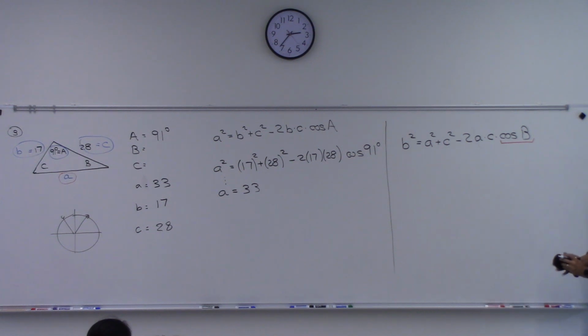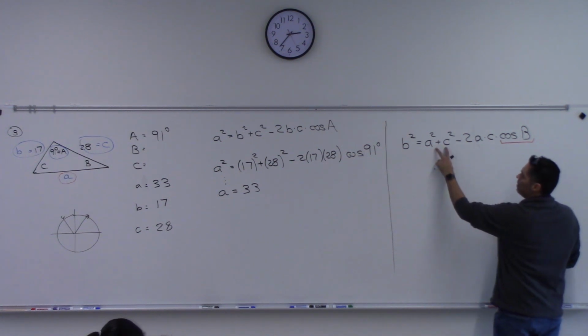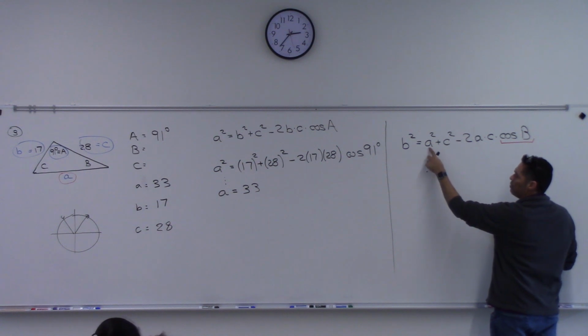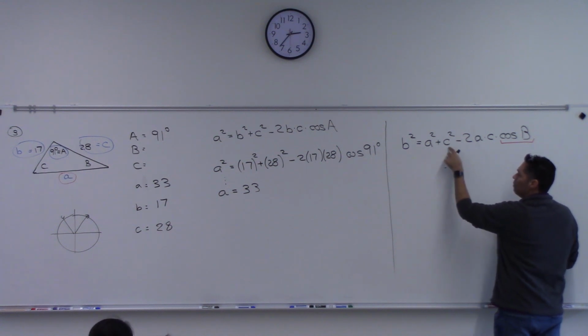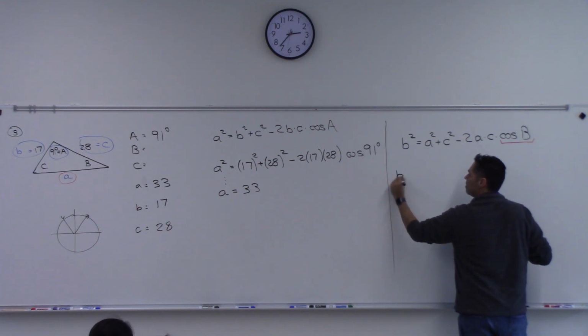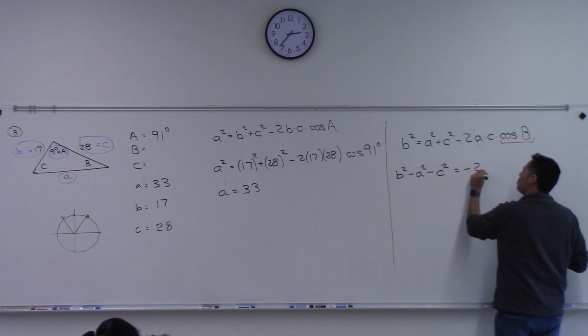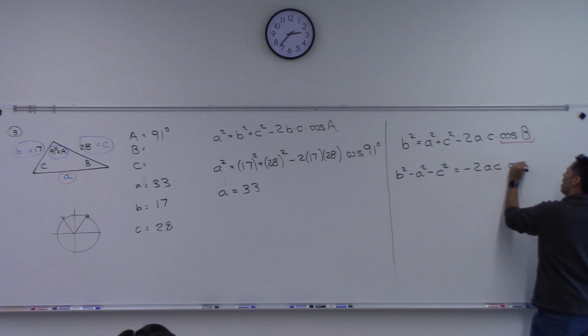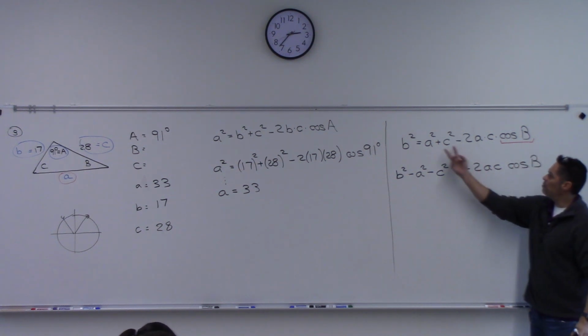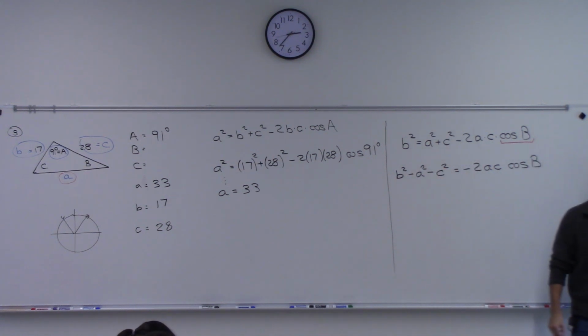So what I'm going to do first is move these two terms to the other side of the equation. To move that over, I need to subtract it. Move that over, subtract it. So it's going to look like this: B squared minus A squared minus C squared equals negative 2AC cosine B. Algebraically, I just move those two terms to the other side.